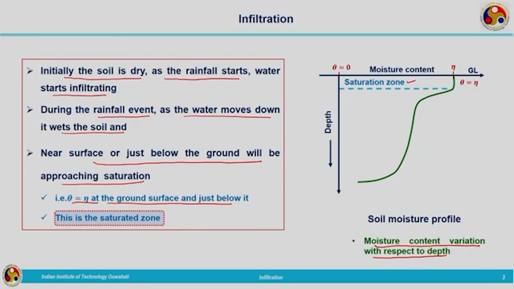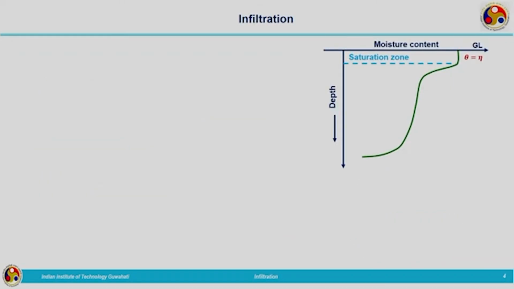Now, the second zone comes just below this saturation zone. Just below the saturation zone we will have the transition zone. From the name itself it is clear that it is in a transition state. At the top we have the saturation zone, where all the voids or pores are filled with water, and just below that we have the unsaturated region. The region separating the saturation zone and the unsaturated zone, where a transition takes place, is termed the transition zone.